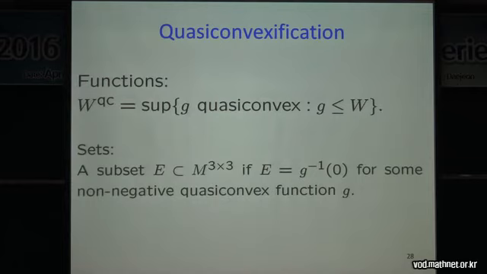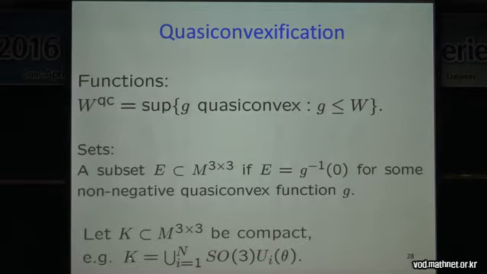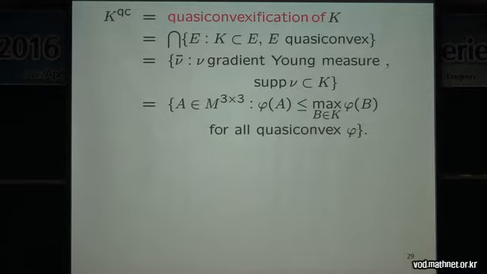And then for sets, you can define a set of matrices to be quasi-convex if it's the zero set of a non-negative quasi-convex function. Now, suppose you've got a compact set of matrices K, for example, a bunch of energy wells, then you can quasi-convexify it in the following way. This is called K QC: you could take the intersection of all the quasi-convex sets that include it. Equivalently, it's the set of the centers of mass of gradient Young measures that don't depend on x and have support in K. Or another equivalent version, which is very useful, is the set of matrices A such that phi of A is less than or equal to the maximum of phi over K for all quasi-convex phi.